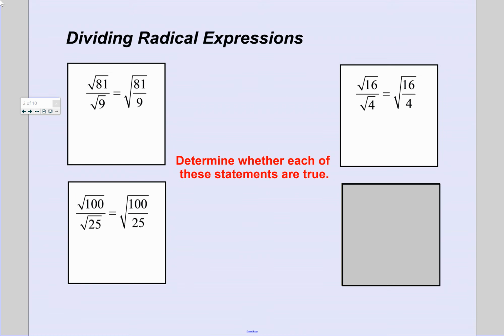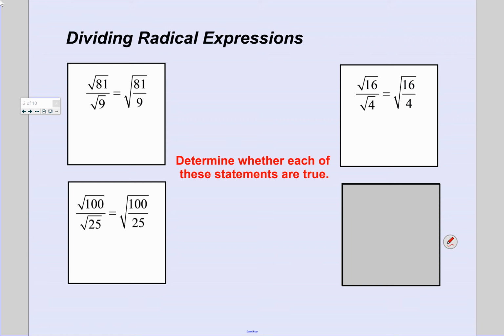Let's next begin to discuss how we can divide radical expressions. To do this, let's develop a rule, just like we developed a rule when multiplying radical expressions. And let's look at these couple of examples to see if these statements are true. So let's look at the square root of 81 divided by the square root of 9.